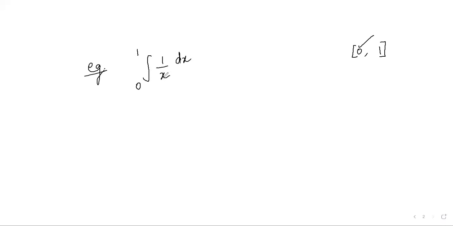So this 1 upon x is unbounded in the closed interval [0, 1]. So this is an improper integral.